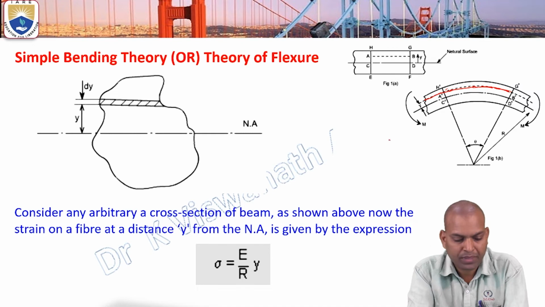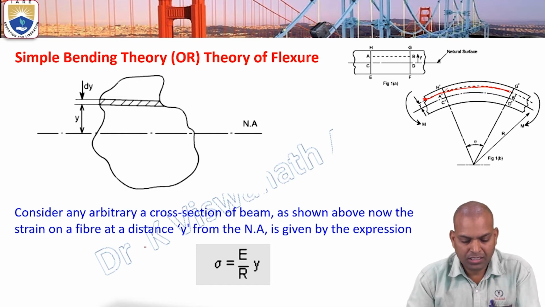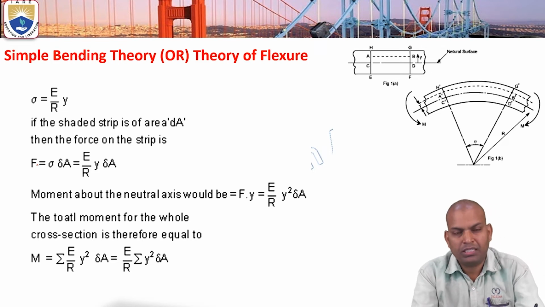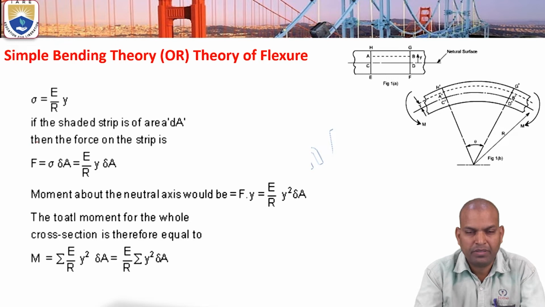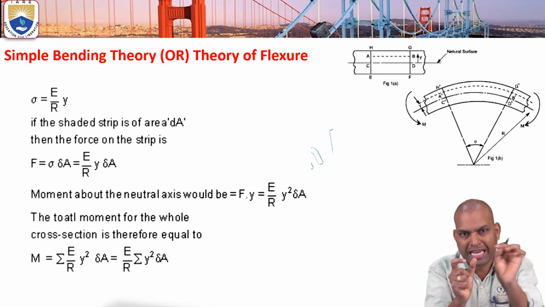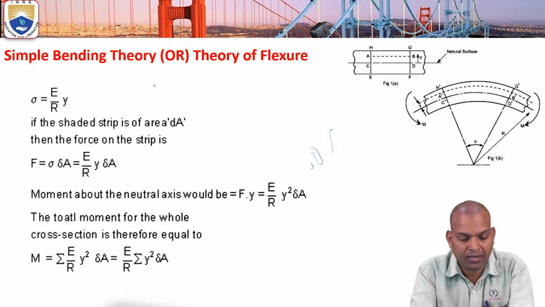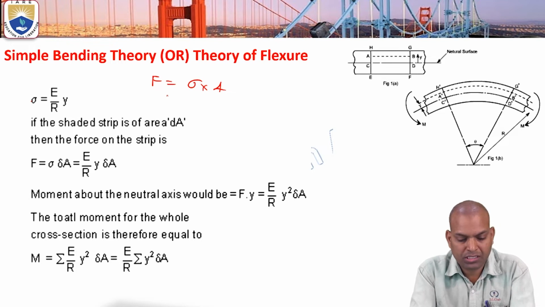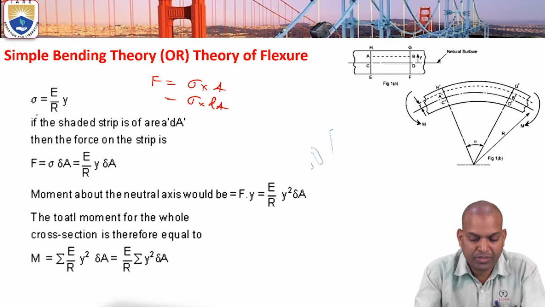and the thin layer we are going to consider is dy. Now what is the area? We want the force. If the shaded area is the strip dA, then when it is bending, there is a force acting on the layer. That force equals sigma times area, force equals stress into area, that is sigma into dA. What is the sigma here from the equation before?